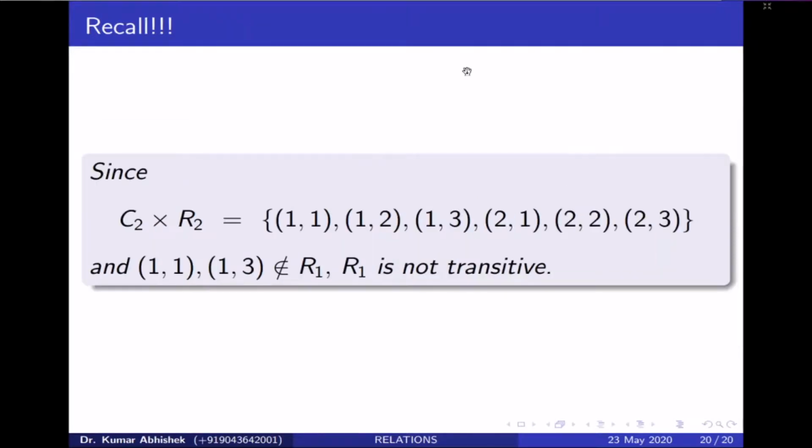So its Cartesian product C2 cross R2 is given by 1 comma 1, 1 comma 2, 1 comma 3, 2 comma 1, 2 comma 2, 2 comma 3. And we see that the ordered pairs 1 comma 1 and 1 comma 3 do not belong to R1. So R1 is not transitive. Now since R1 is not transitive, we'll again go back to step 1.